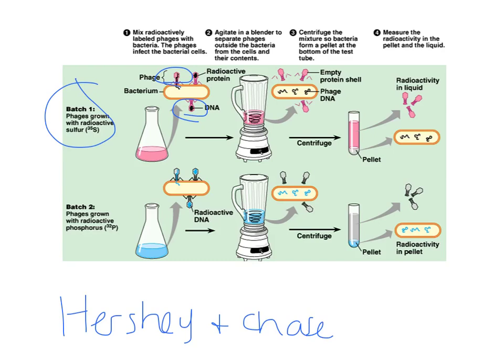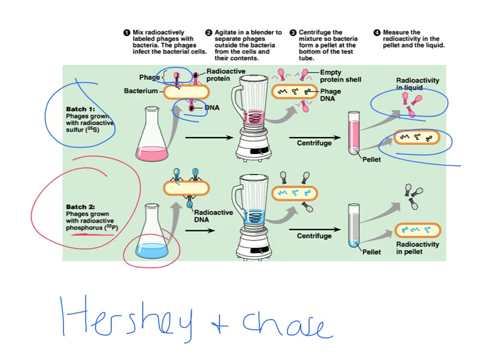And when they separated out the now infected bacteria and the virus portions, they were able to see that those radioactive protein markers were not in the bacteria. They were still in the virus. So it helped to eliminate proteins as the heritable factor. Okay. Their other trial, so their second trial, they inserted radioactive phosphorus. Remember, DNA contains a sugar, a phosphate and a nitrogen base. And so this radioactive phosphorus was able to mark the DNA.